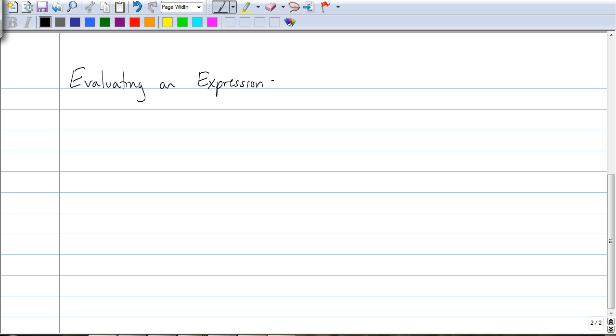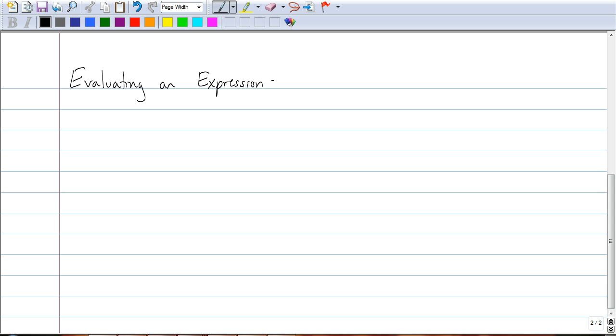In your homework, you'll be asked to evaluate expressions. Well, part of the problem is knowing what it even means to evaluate an expression. Remember, an expression is just something like 2x minus 8 or 3y plus 20. Those are expressions because they don't have an equal sign.